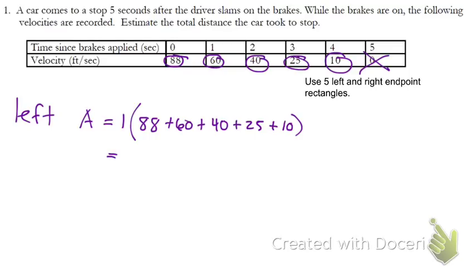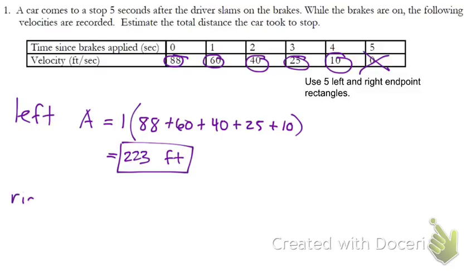And if I add all these together, I get 88 plus 60 plus 40 plus 25 plus 10, times 1, to be 223. 223, and then the units would be feet. That's the approximation of how far the car went in that time.